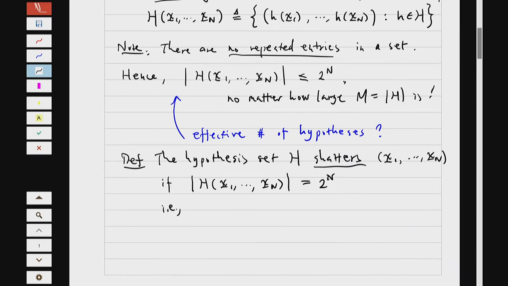Yeah? So i.e., H is as diverse as possible, but with respect to the data points given. Everything here is with respect to the data points given. Yeah?